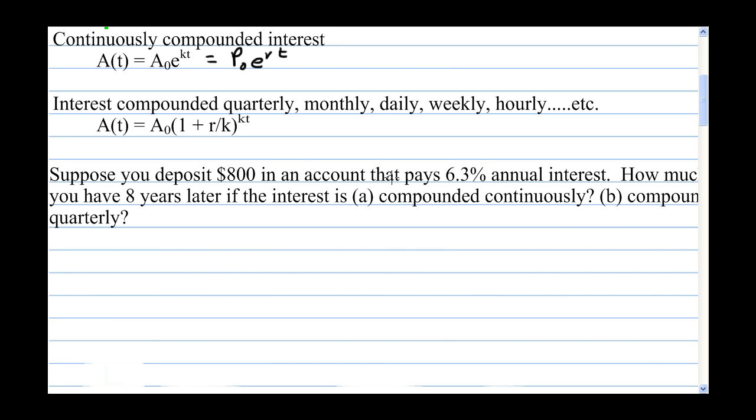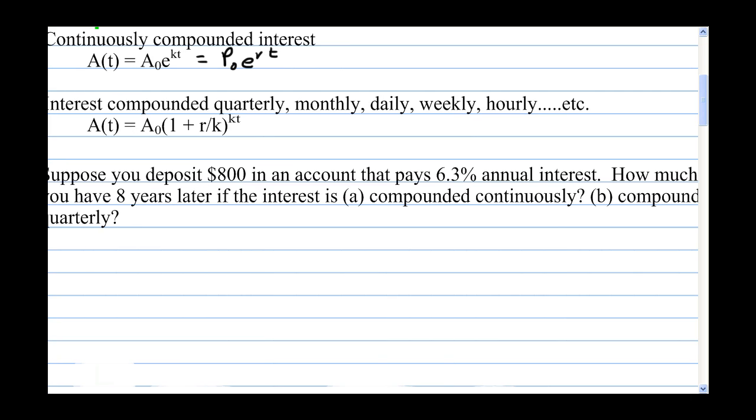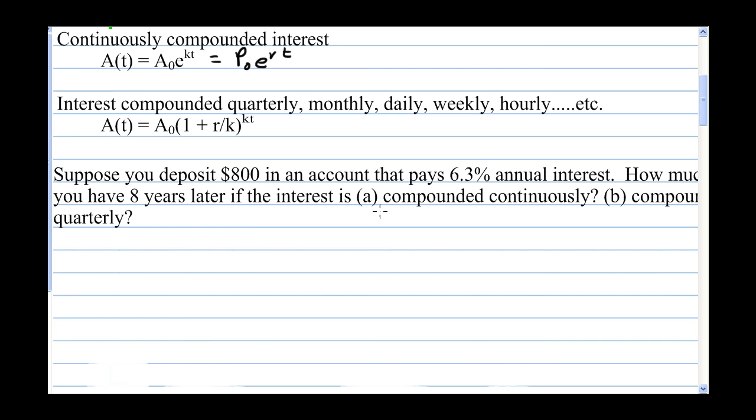Suppose you deposit $800 in an account that pays 6.3% annual interest. How much will you have 8 years later if the interest is compounded continuously, and compounded quarterly? So let's do the continuous. We have the amount after 8 years equals, here's the original amount deposited, 800 e to the k, which is really the rate, 0.063, and the time is 8 years. So we're going to grab our calculator and get this figured out.